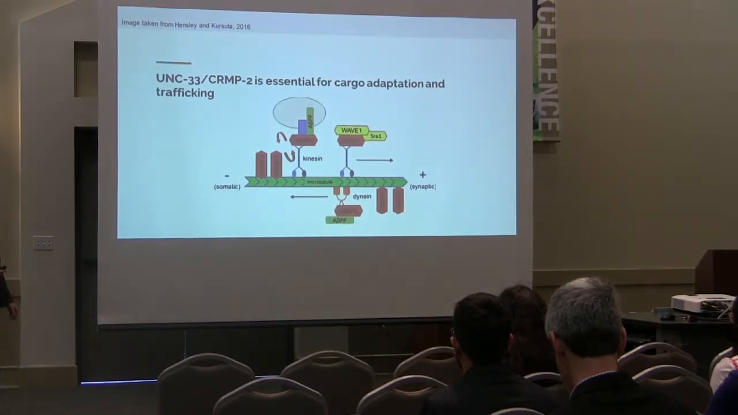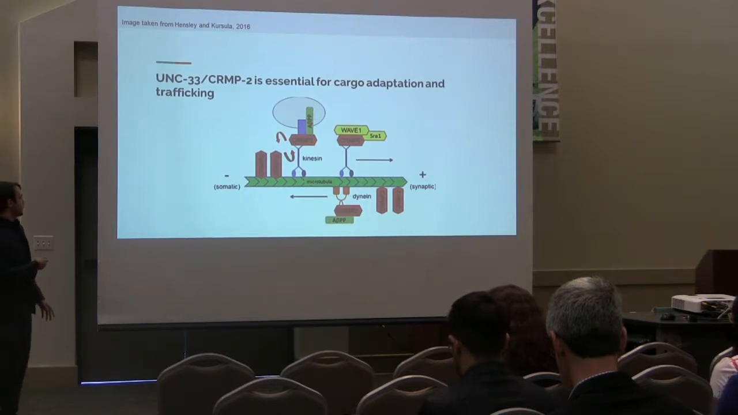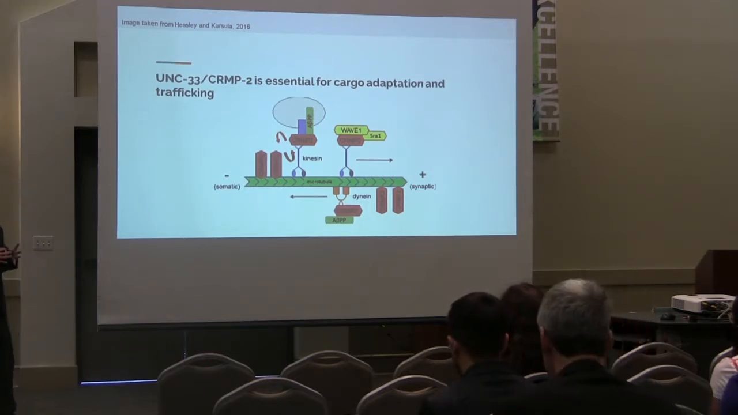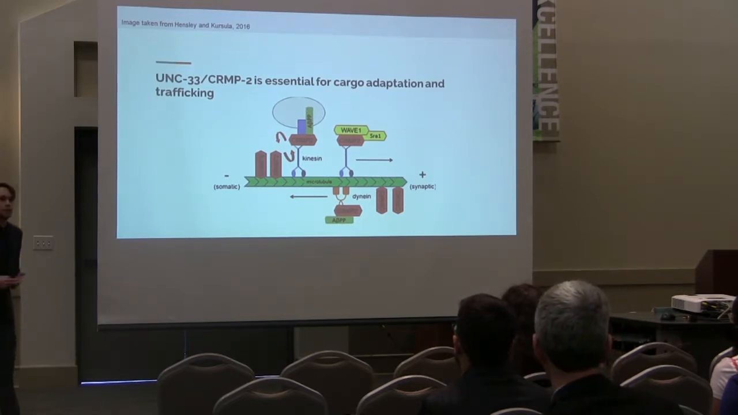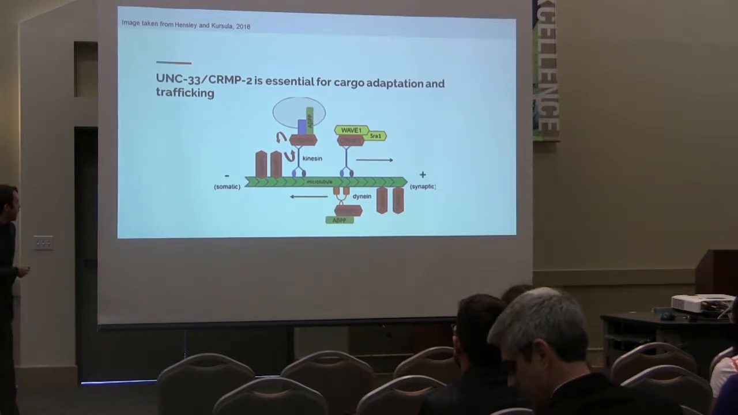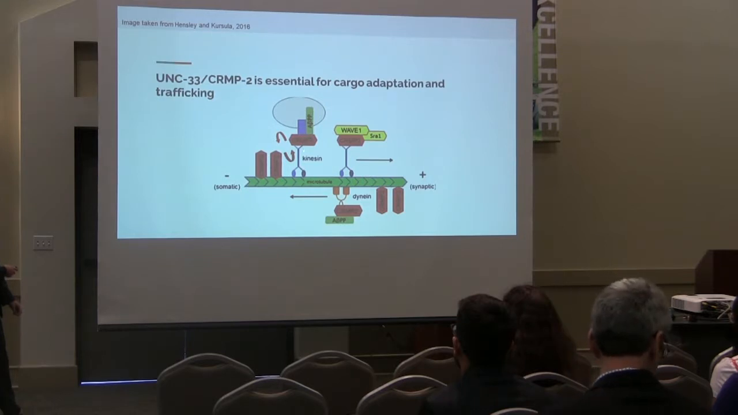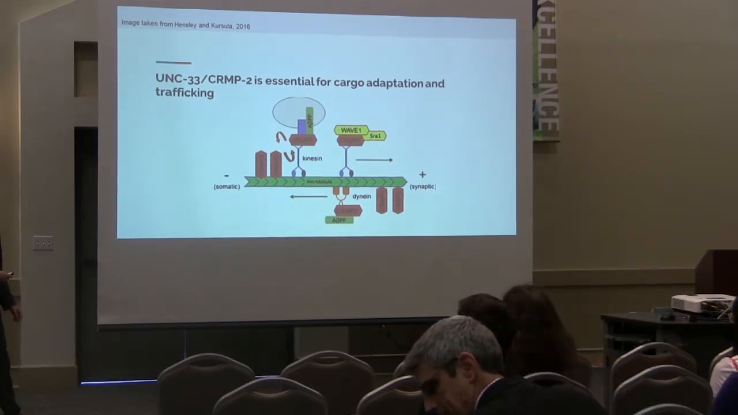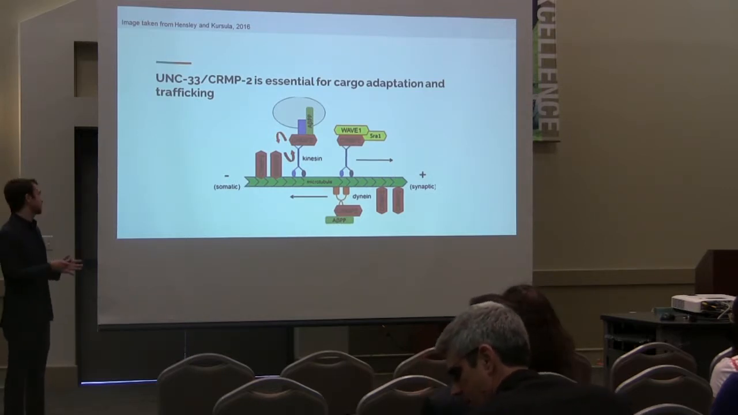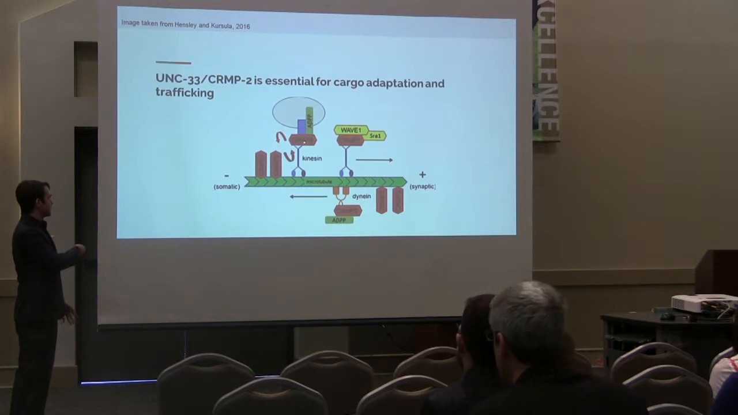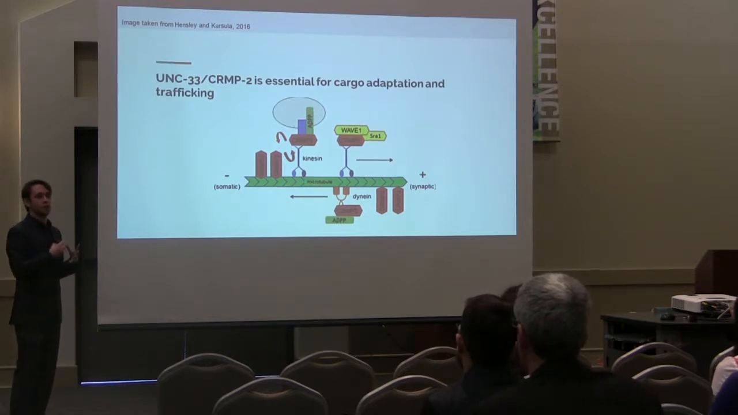Another role of UNC33 is essential for cargo adaptation and trafficking, and like I mentioned, CRMP2 is the mammalian homolog of the protein. So what they've shown is that CRMP2, like I mentioned, binds to microtubules and stabilizes those, but it also plays a role in adaptation of cargo components like proteins or organelles in the cell, and it's responsible for basically getting those to their essential destination. And on top of that, CRMP2 has been found to actually directly regulate kinesin and dynein in the cell. And kinesin and dynein are motor proteins that are responsible for actually the transport of those throughout the cell. So these are like the motor car, and this is like essentially a clip that's attaching the cargo to those components.